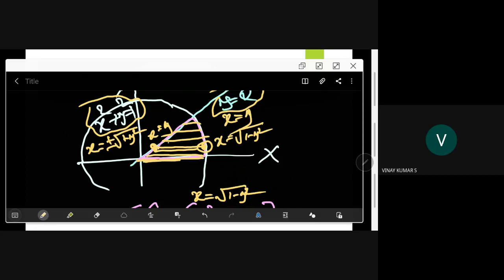You are pushing upwards till here. What is the y value there? If you want to know, then you need to solve these two equations. This equation and this. Put y is equal to x there. So you have x square plus y square is equal to 1, means 2x square is equal to 1.